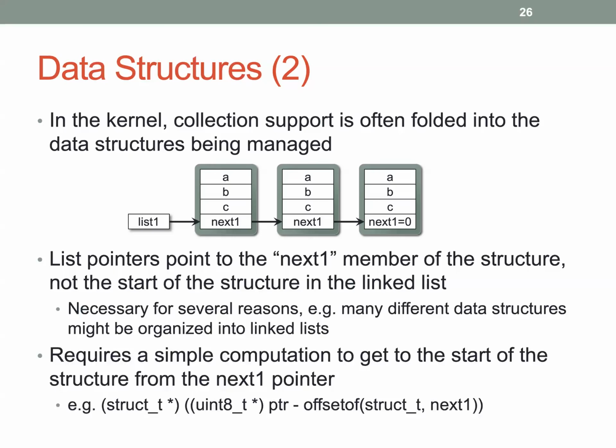Okay? And so if you have the pointer, the address of next one, you can figure out the address of the start of the data structure, but you have to do an extra operation. This is an example where you take the pointer, which would be the address of next one, then figure out where that is in the struct, and shift the pointer so that you're pointing to the start of the struct instead of pointing directly to the pointer.